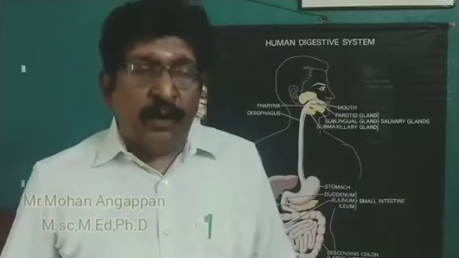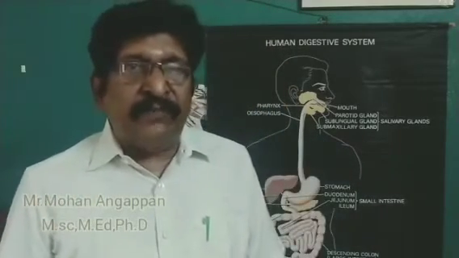Third, heterodont, that means the teeth differ in general appearance. There are many types of teeth in our mouth. 4 types of teeth: incisors, canines, premolars and molars. I repeat, incisors, canines, premolars and molars. So ICPM.